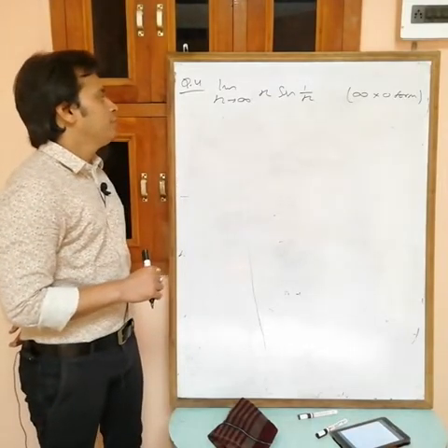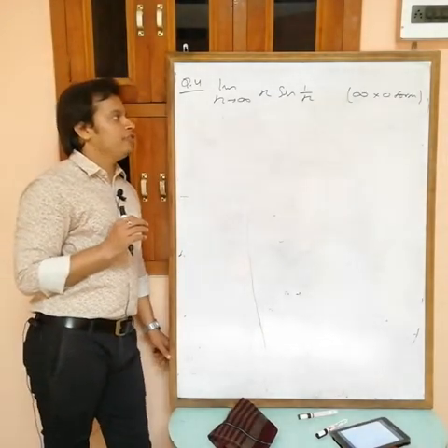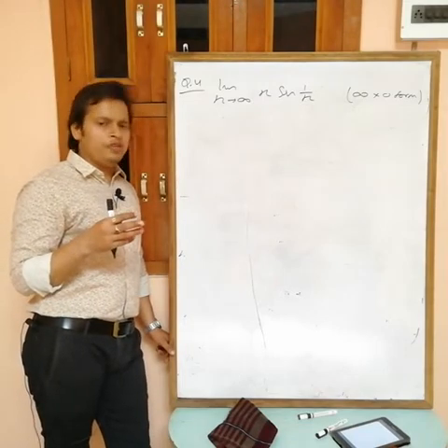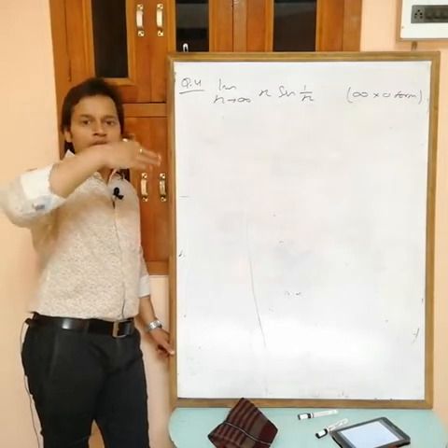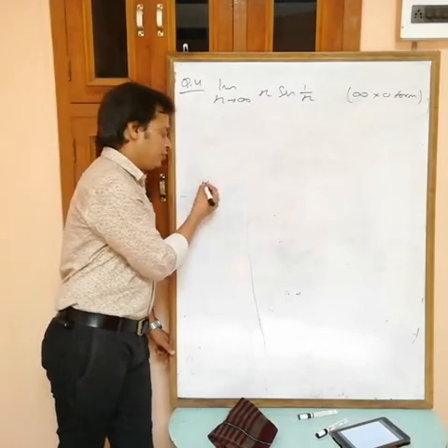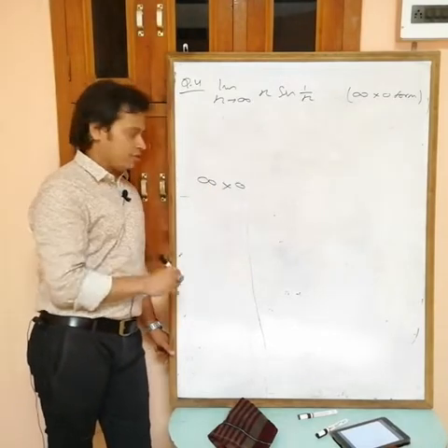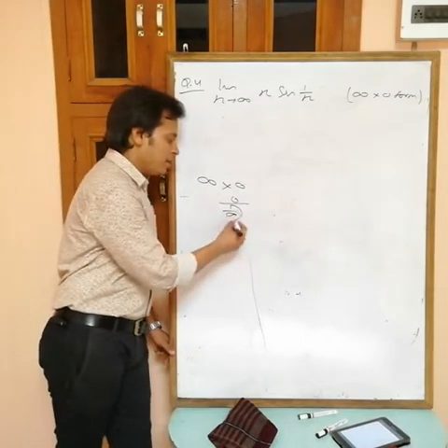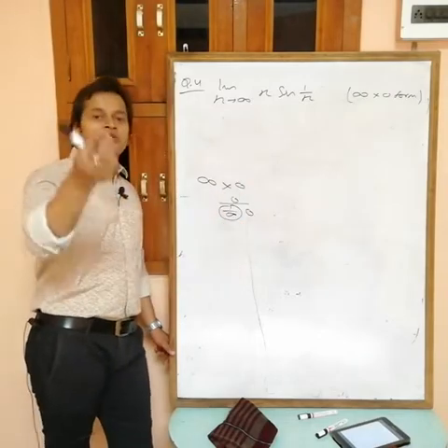Now again, how to solve these type of limit? If you have 0 into infinity form or infinity into 0 form, both are same thing, then write one function in denominator. Suppose if you write infinity in denominator, what you will get? 1 by infinity, and 1 by infinity is 0. Now you are getting 0 by 0 form. If you have 0 by 0 form, then you can use L'Hopital.